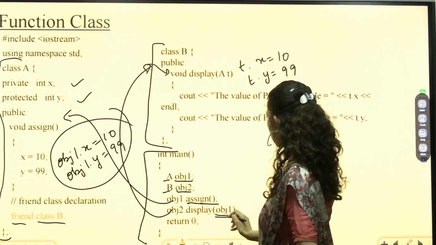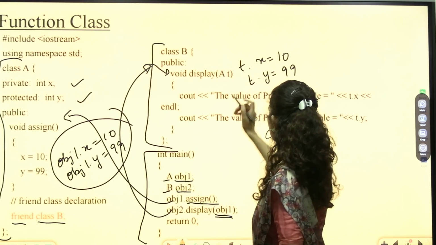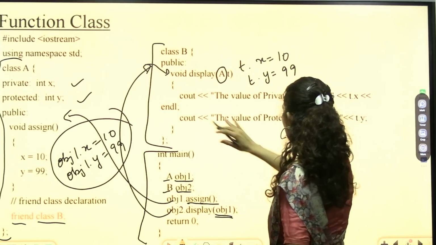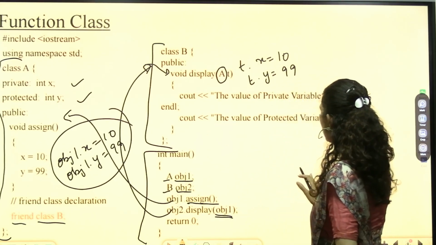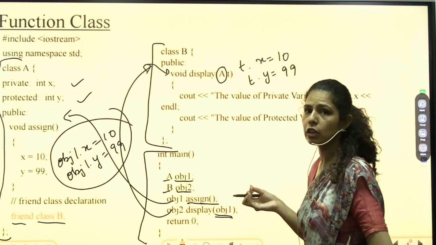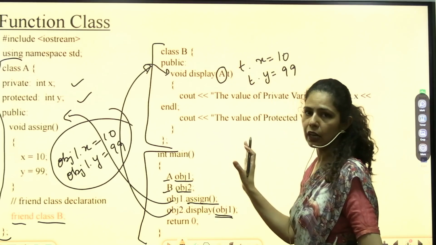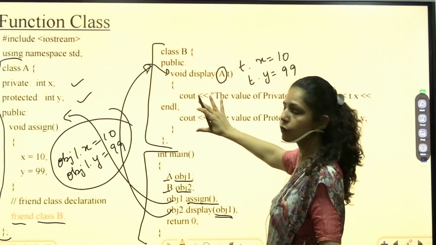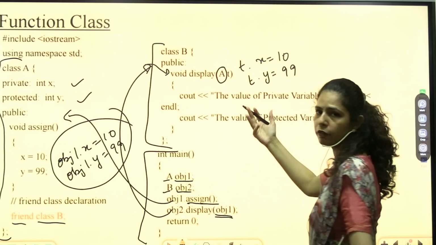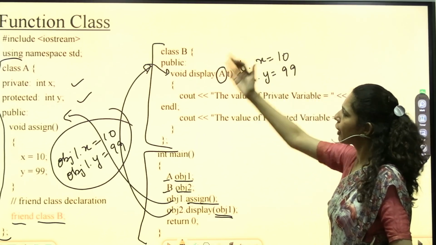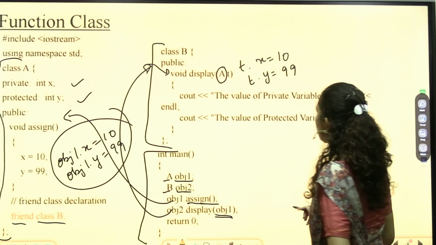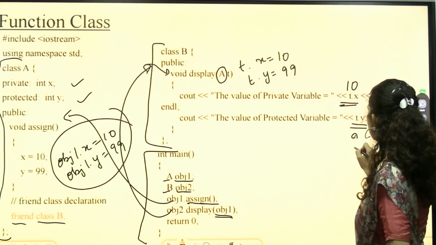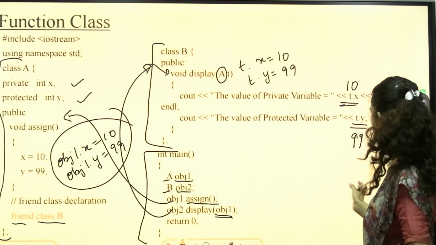Okay, and what was the class of obj1? The class of obj1 was capital A. That's why the data type written here is also capital A. Now what is happening in this particular function? So this is not a friend function. This entire class is a friend class. Okay, so that's why I have not written anything here related to whether it is a friend function or not. It is a normal function that belongs to class B, which is a friend class of class A. Now here the value of t dot x, that is 10, and the value of t dot y, that is 99, will be displayed here. Okay, like this.